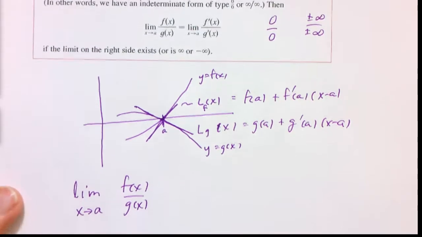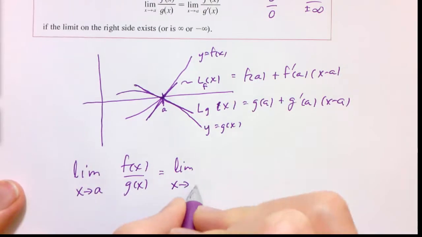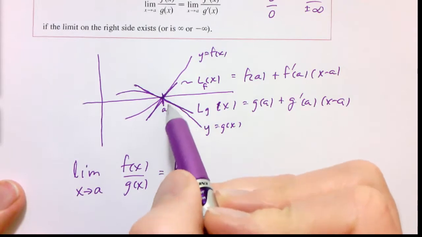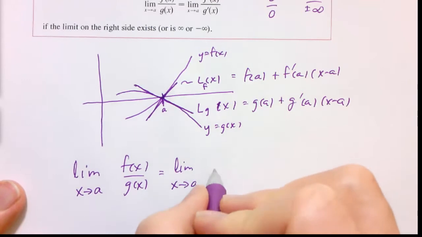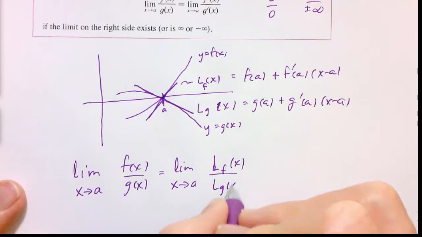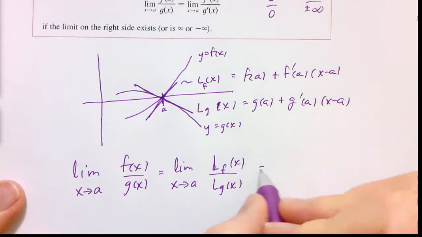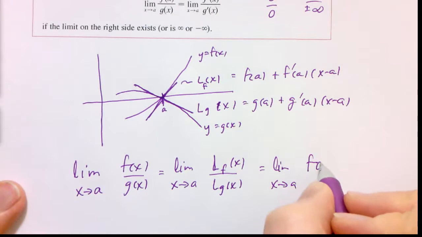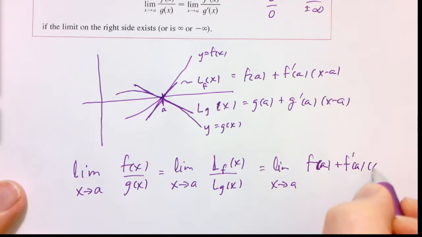0 over 0 in the limit. So this is equal to the limit. We're going to replace the functions with our linearizations. If the function is differentiable, then very near to a, the function and its linearization are going to be in good agreement. This is not technically a detailed proof, but it'll give you some idea of what's going on here. Let's put in our formulas for those linearizations. Remember, linearization is just finding the equation of the tangent line.